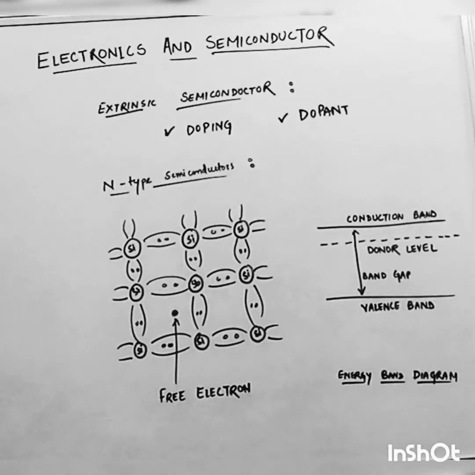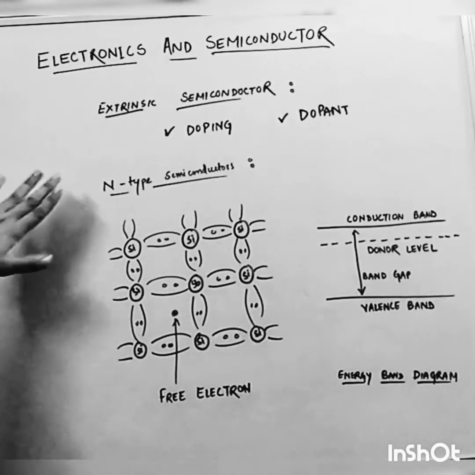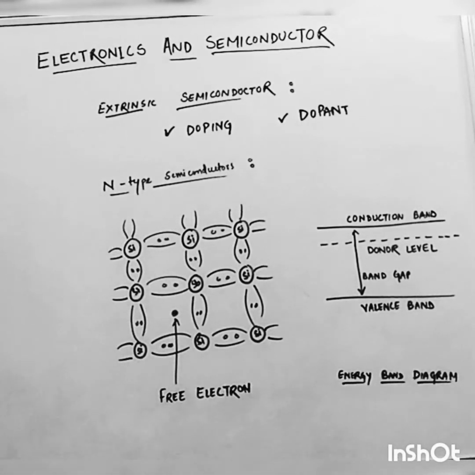So depending on what I have added, depending on what is the impurity, the extrinsic or impure semiconductor has two types. Number one is N-type semiconductor, number two is P-type. So first of all, let us see what is an N-type semiconductor. So suppose I have taken a pure elemental silicon, or you can take germanium.